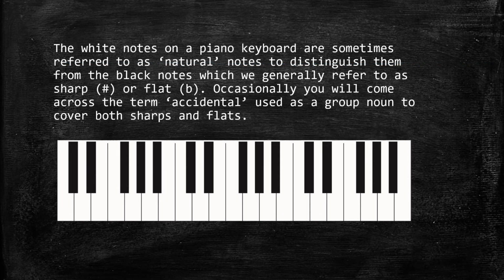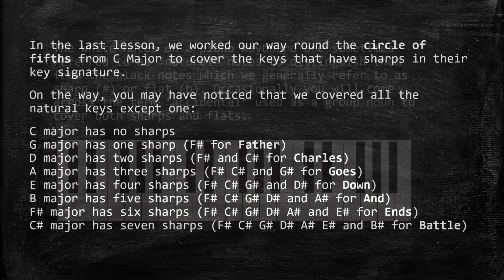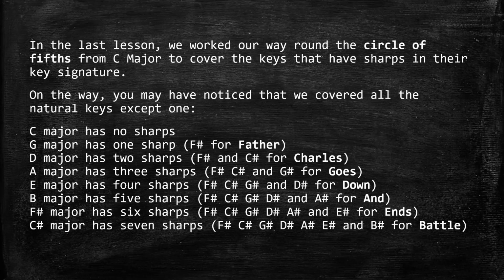The white notes on a piano keyboard are sometimes referred to as natural notes, to distinguish them from the black notes, which we generally refer to as sharp or flat. But occasionally you will come across the term accidental, used as a group noun to cover both sharps and flats. In the last lesson, we worked our way round the circle of fifths from C major to cover the keys that have sharps in their key signature. On the way, you may have noticed that we covered all the natural keys except one.